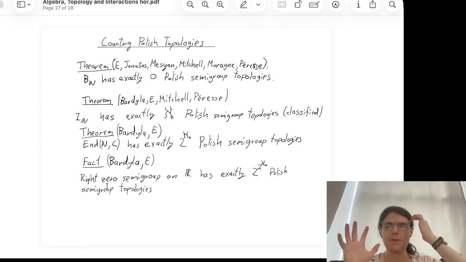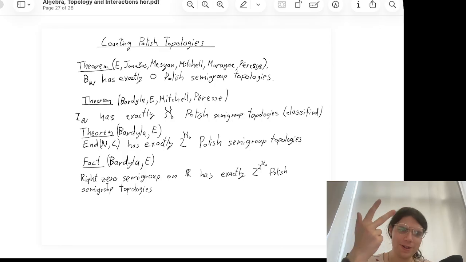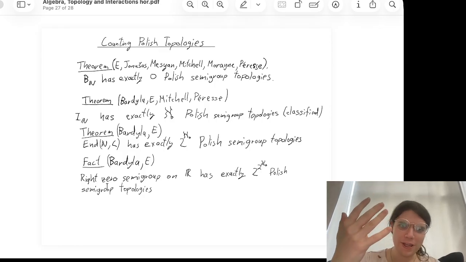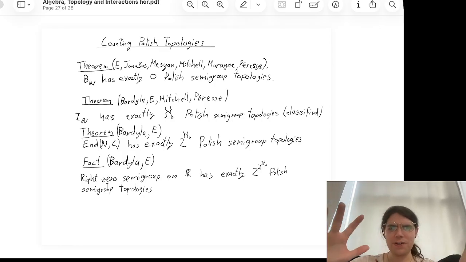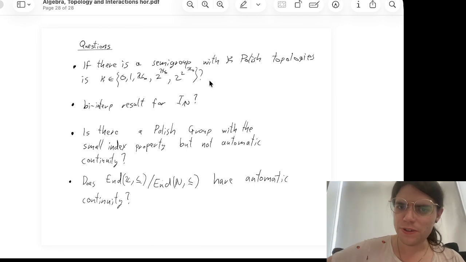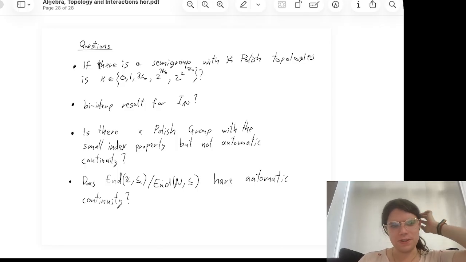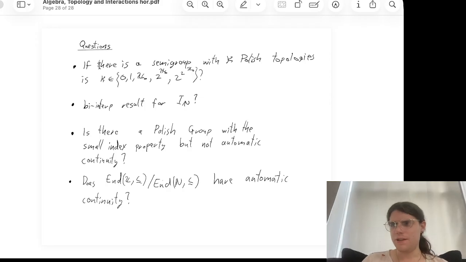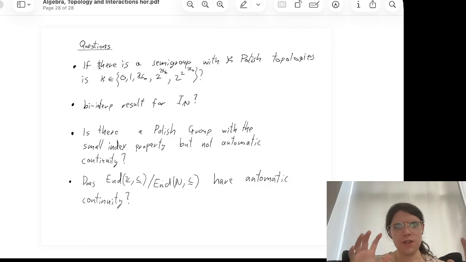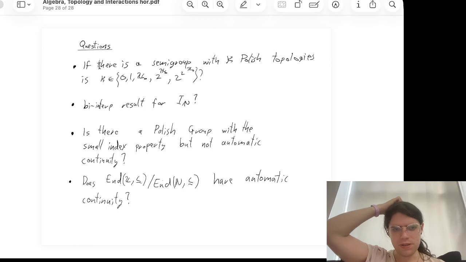So we're sort of getting this idea where we can do 0, we can do 1, we can do aleph naught, we can do 2 to the aleph naught, and we can do 2 to the 2 to the aleph naught. And these are sort of all very nice cardinals. So the question is, is that all you can do? Is there any semigroup which has a different number of Polish topologies than one of those numbers? And I think this is a very cool sort of set theoretic question. And it sort of ties into the idea that from the perspective of Polish spaces, the continuum is the next cardinal after aleph naught, because all uncountable Polish spaces have size continuum.